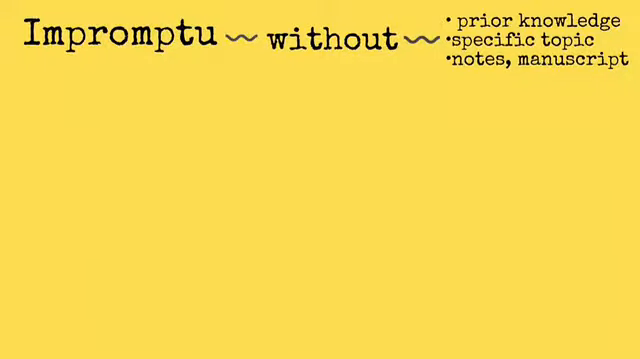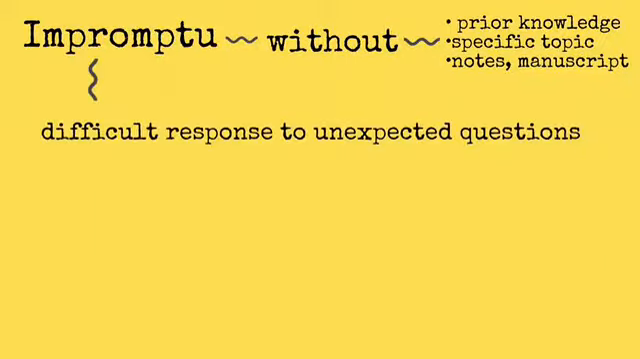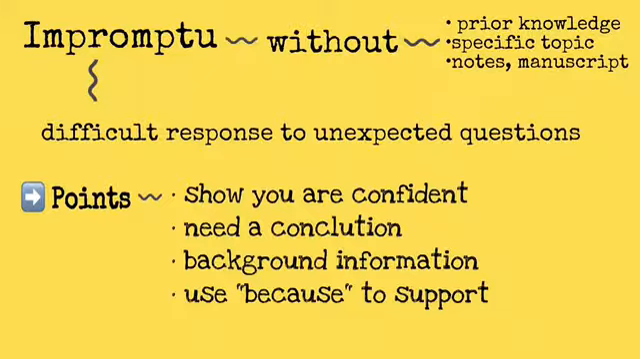Well, then we have impromptu, which is without prior knowledge, specific topic, notes, or manuscript, because it's kind of spontaneous, so that's why it's very difficult to answer back questions because it's kind of unexpected. You sound intelligent, smart, confident, and a point that you have to take into account is that you need to be confident. You need to know your conclusion or your objective. You need to begin with a general statement. And finally, you need to use "because" to support your main idea.